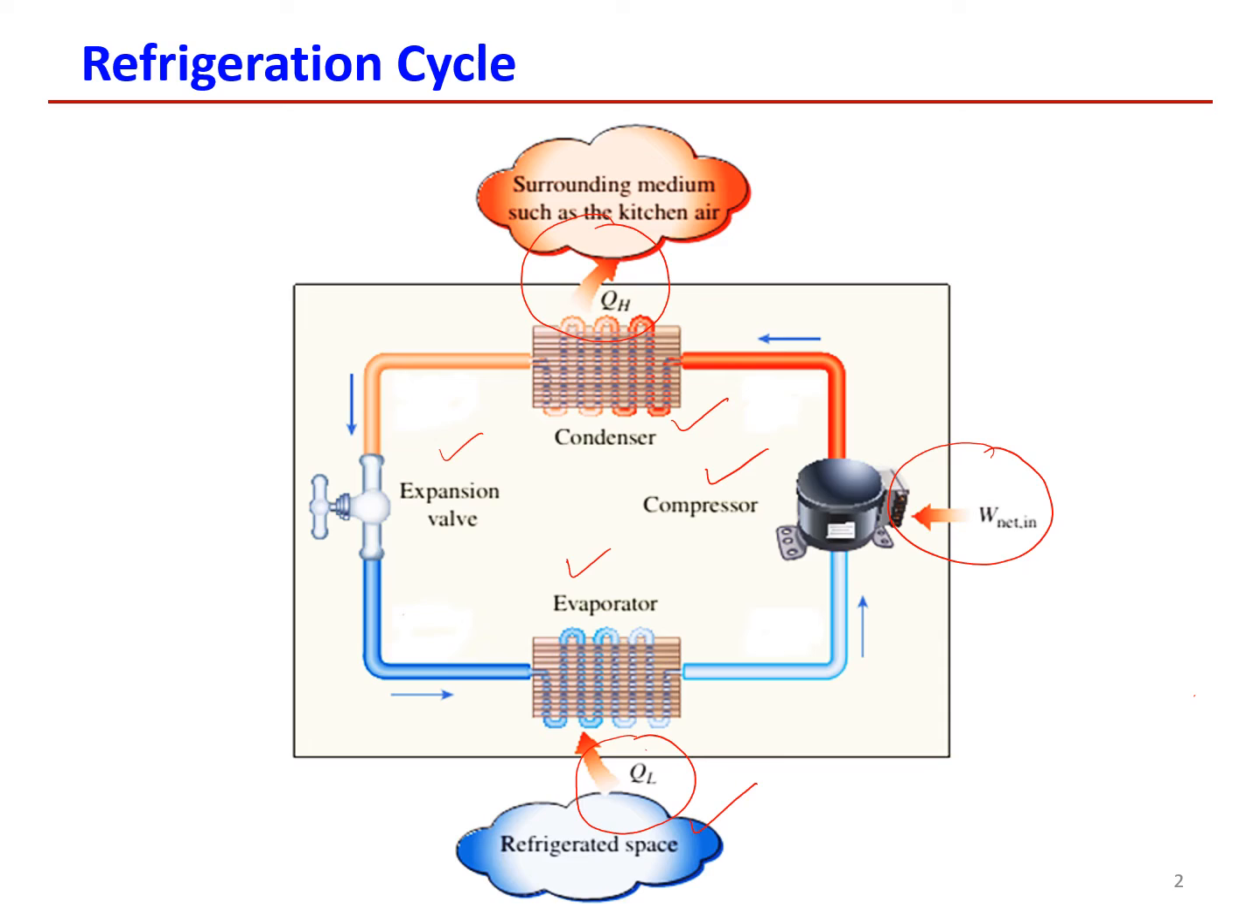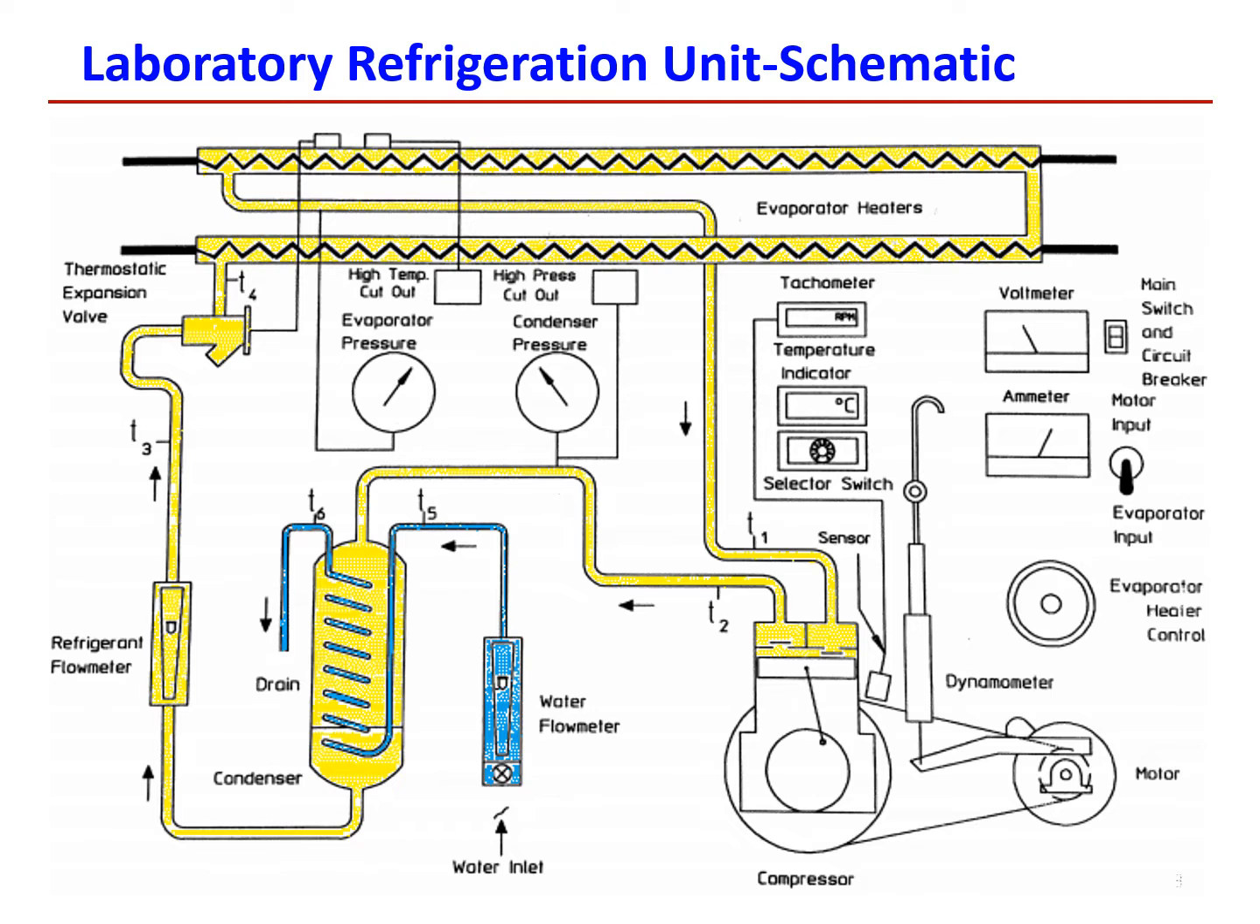So now we will see how these components and processes are implemented practically in a laboratory unit. A component-wise schematic of the refrigeration unit is shown that contains the four components of the refrigeration cycle along with instrumentation, control switches, and flow meters.